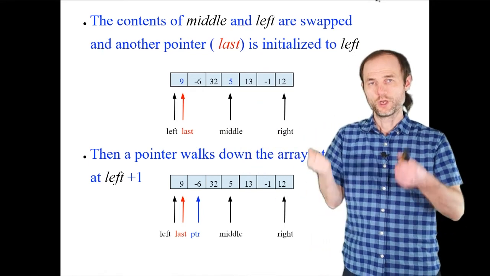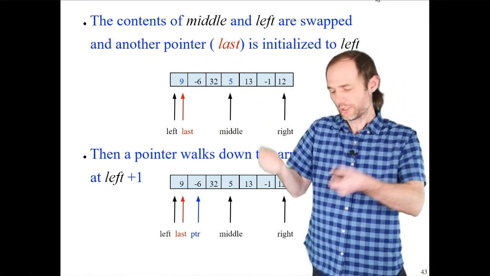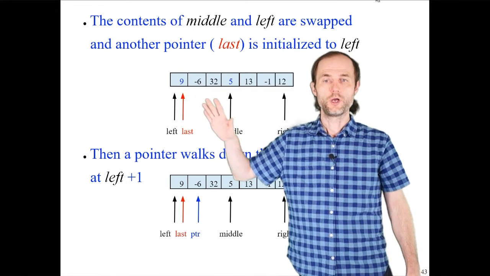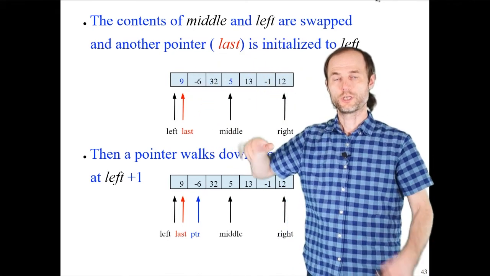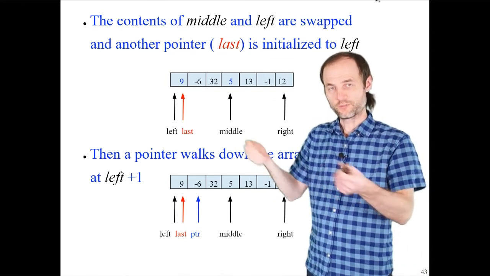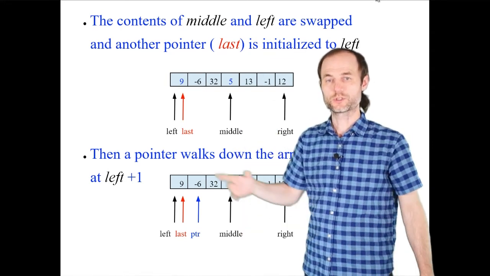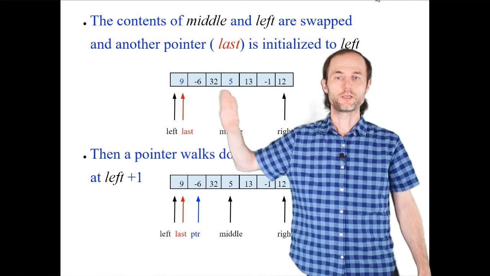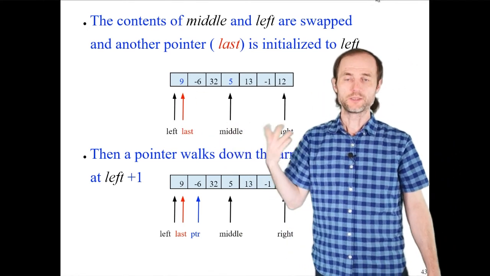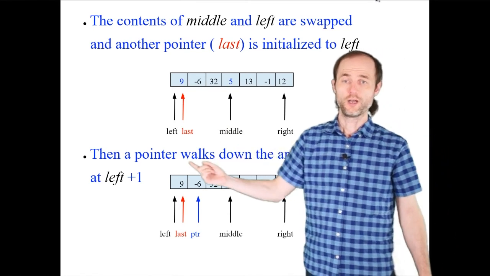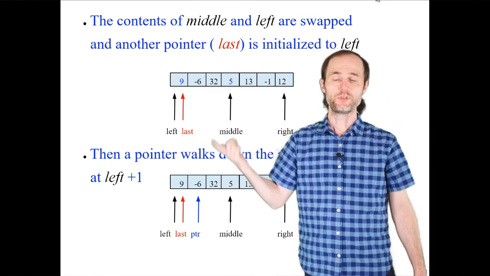So it's like you're sifting through the elements and you're letting the smallest ones fall through to the bottom, if you think of it vertically. You're sifting through like flour, and all the ones that are smaller than 9 are going to collect to the left. That's literally what the algorithm is doing. So it does it with the help of the left, last, and PTR pointers.